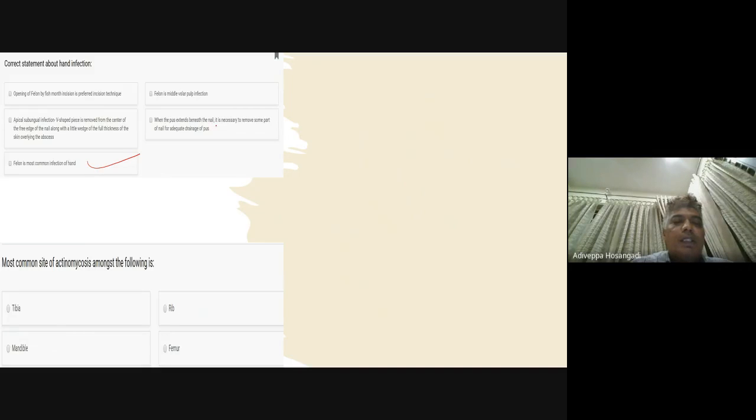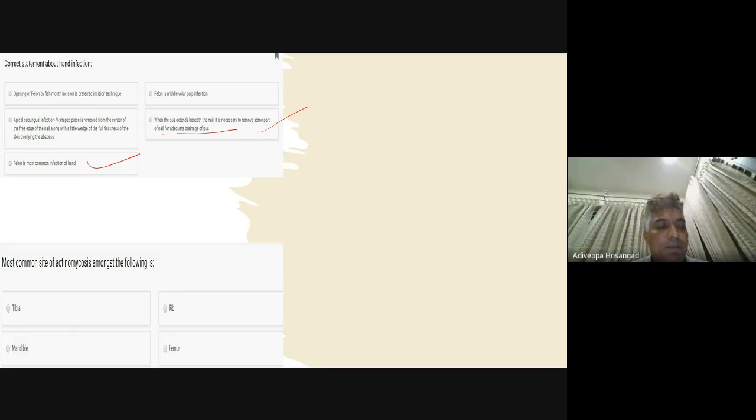When pus extends beneath the nail, you have to remove part of the nail to avoid nail bed damage; your nail can always regrow. Partial nail removal or total nail removal is essential depending upon the extent of the pus under the nail, so as to avoid the nail bed damage. Nail can always regrow.